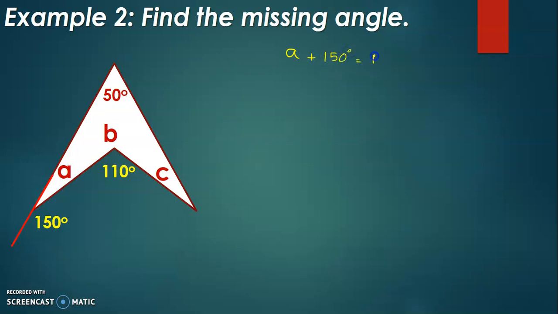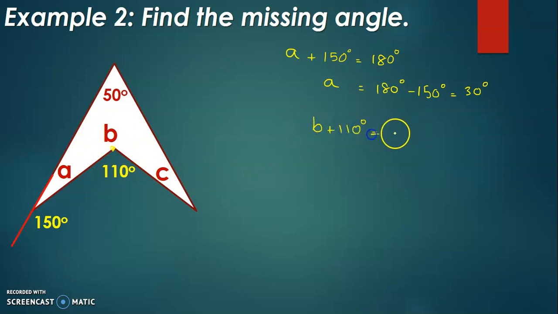A plus 150 degrees equals 180. So A would equal 30 degrees. That's my one place. And then the other one is over here, which is B, and 110. These are angles around a point, right? Because here's my point and these two angles are around a point. So that would add up to 360 degrees.